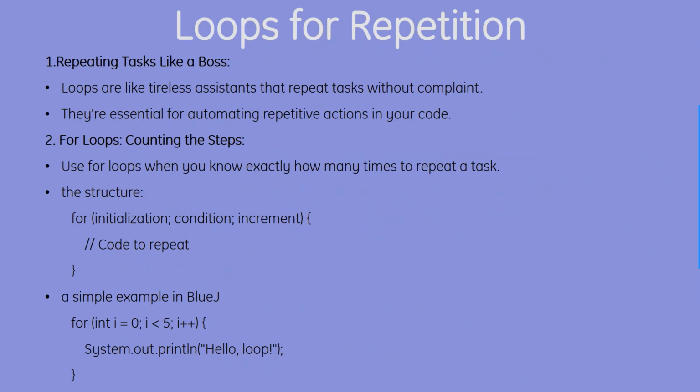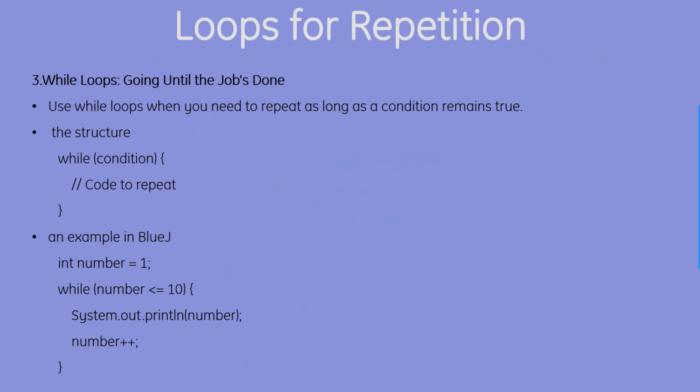A simple example in BlueJ includes for (int i = 0; i < 5; i++) and then System.out.println("hello loop"). So what will be the output here? i is already initialized to 0, and then we check i is less than 5. Obviously 0 is less than 5, so it will print hello loop. So how many times is this condition true? 5 times. So it will keep printing hello loop, hello loop, hello loop, 5 times.